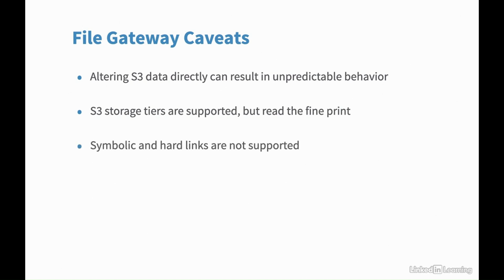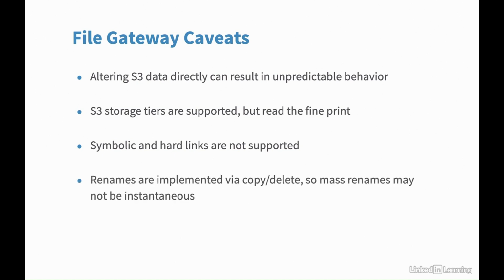Other things to consider. File Gateway cannot support symbolic or hard links, so if these features are critical to your use case, you'll need to use another solution. Also, since S3 does not support renaming objects directly, File Gateway implements the operation by copying the affected file objects and deleting the old ones. This means that your gateway won't have to send any additional data over the network, but it also means that mass renames, such as renaming a folder containing many files and subfolders, may not be an instantaneous task.